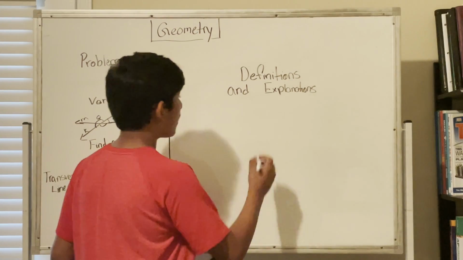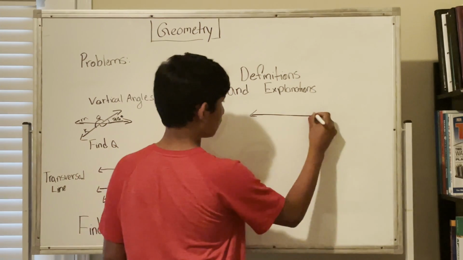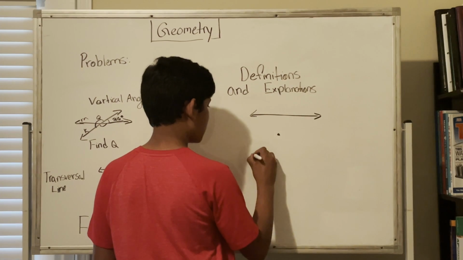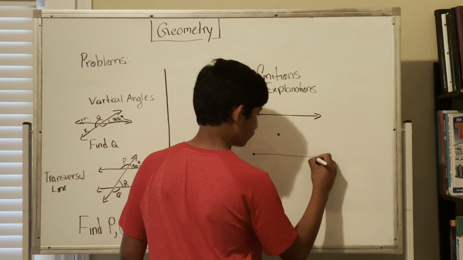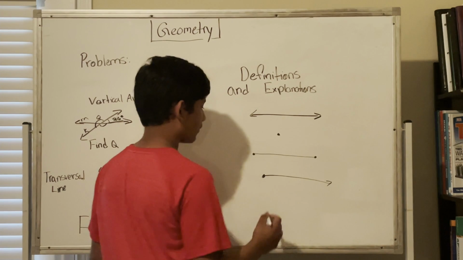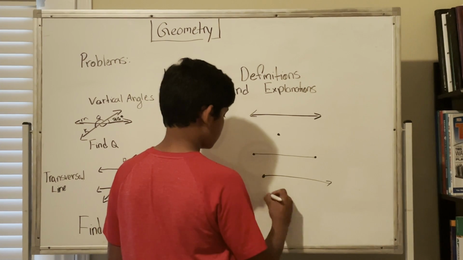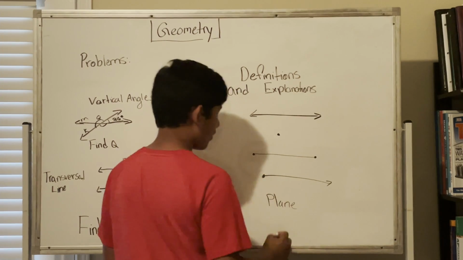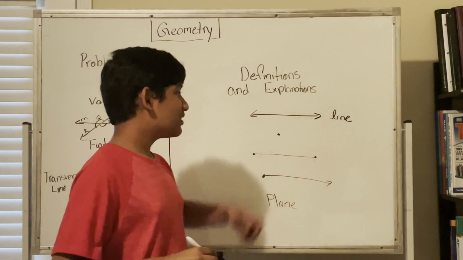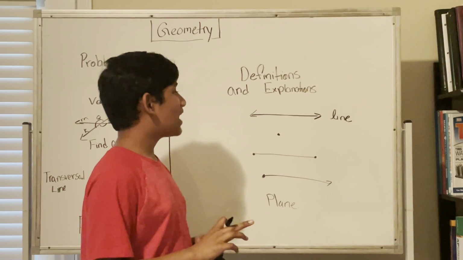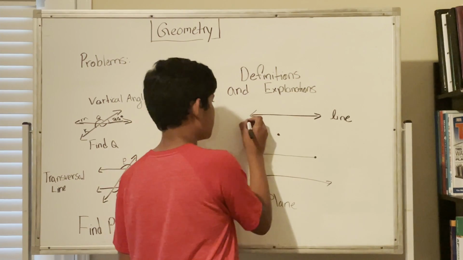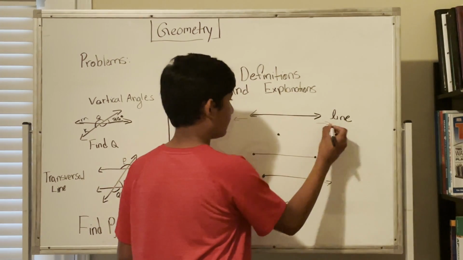So geometry just starts with pretty much a point, a line, a line segment, a ray, and a plane. Okay, so this is a line over here. Now, as you see, the line has two arrows. The arrows just say that this line extends infinitely in both directions. So till infinity, till infinity.